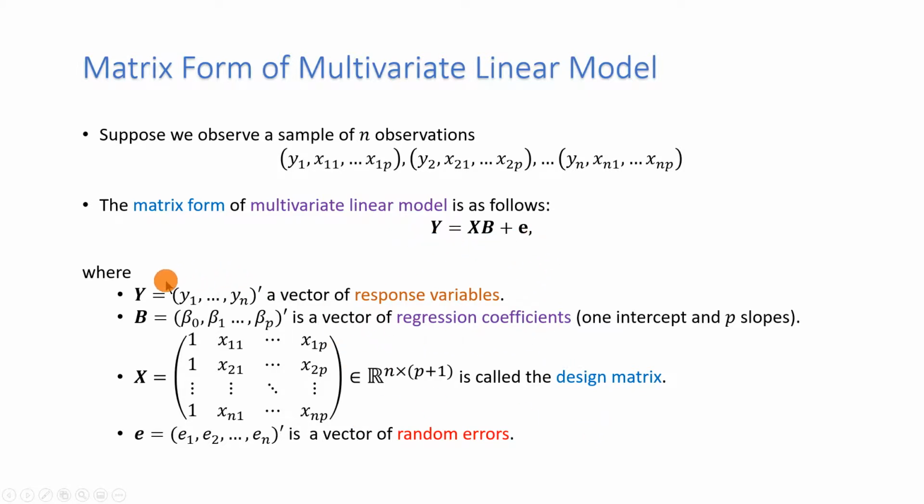Then by rewriting the random sample in terms of these matrix forms, right? The multivariate linear regression model can be expressed in a very simple matrix form, which is the boldface y equals boldface x times boldface b plus the boldface e. Okay.